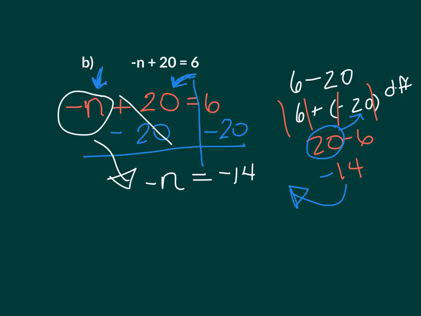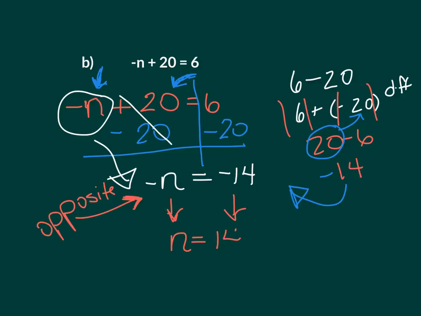Now, my job is always to find what n is. That's not what we did here. We found the solution to negative n. So I know that n and negative n are opposites. So if I simply change this to its opposite, which is what I want, I do the same thing to negative 14, n equals 14.